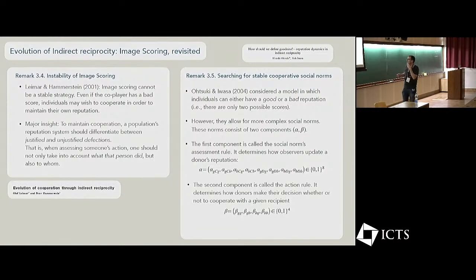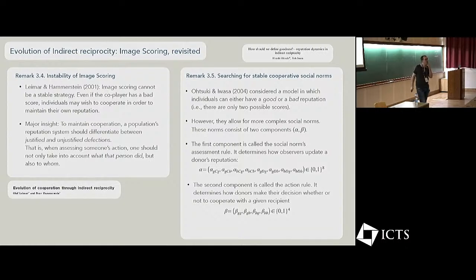Now, the second component of such a social norm is called the action rule. It tells you how you should act if you are the donor. So for example, this beta GG means: what should you do if you have a good reputation right now, you meet another good person with a good reputation, should you cooperate or defect? What is the probability that you cooperate or defect? So for example, a quite intuitive thing would be that if you are a good person, your co-player is a bad person, then you want to defect. For example, this could be 0.